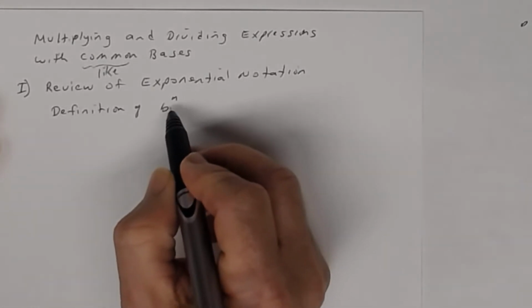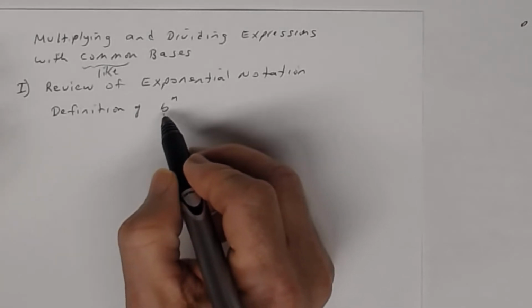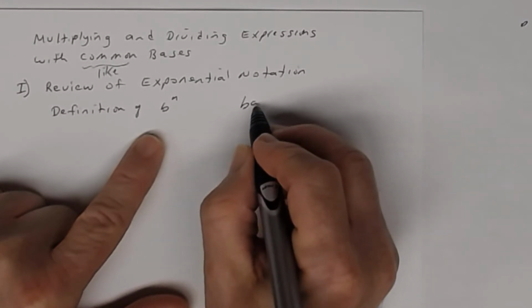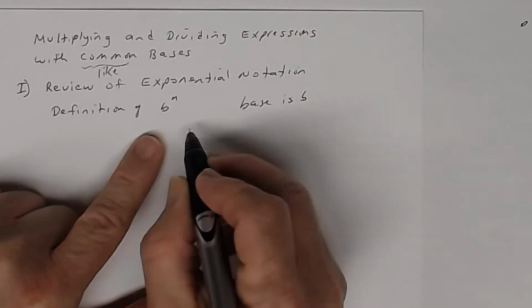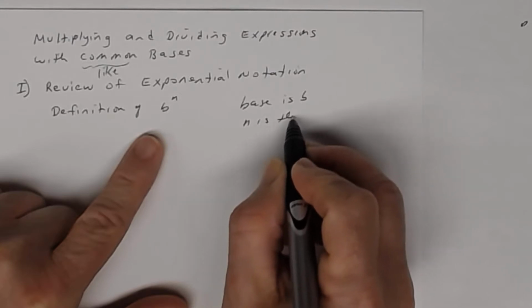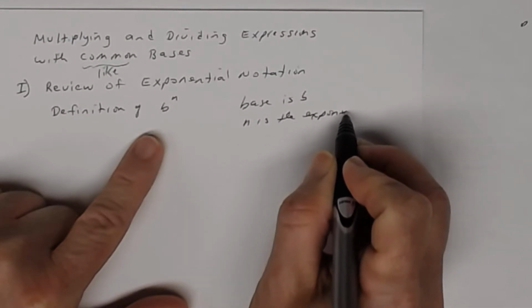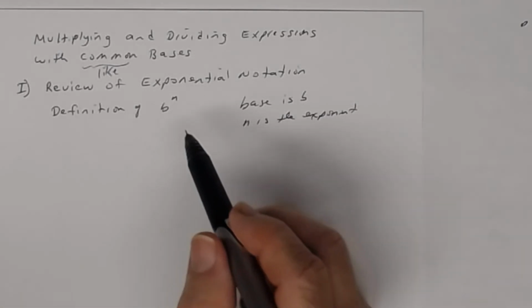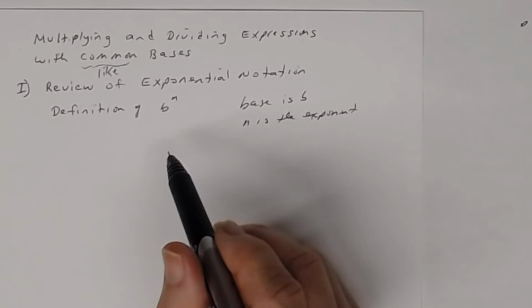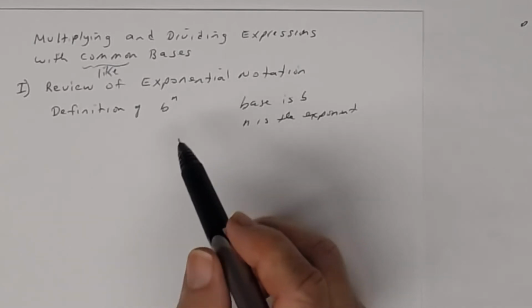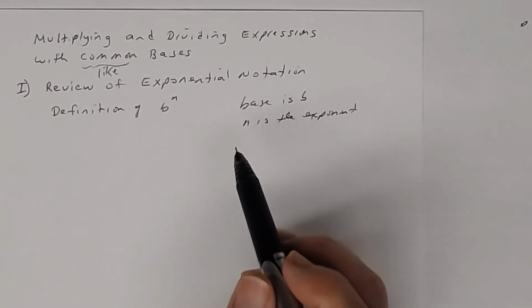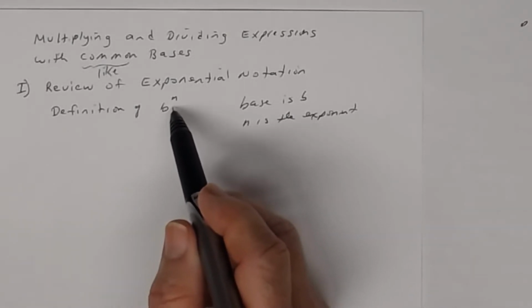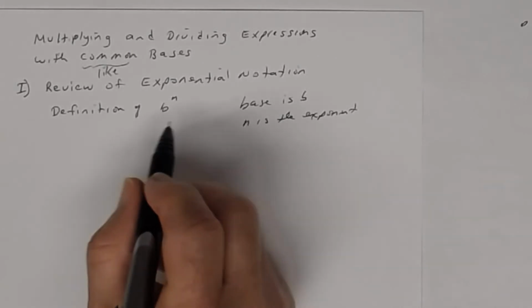When we talk about this exponential notation, b to the n, the b is called the base and n is the exponent. As you go through this lesson and future lessons, make sure you understand what the base is and what the exponent is.